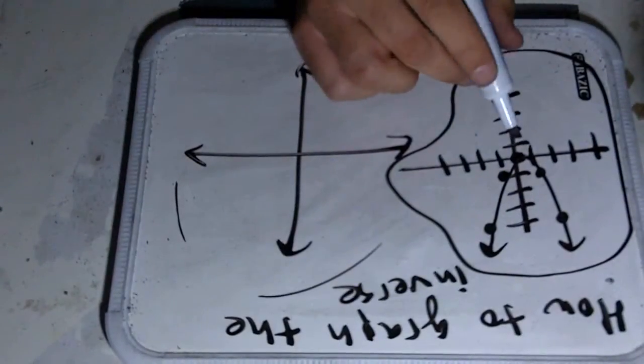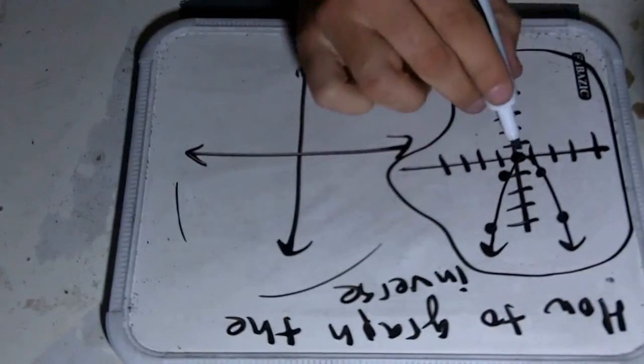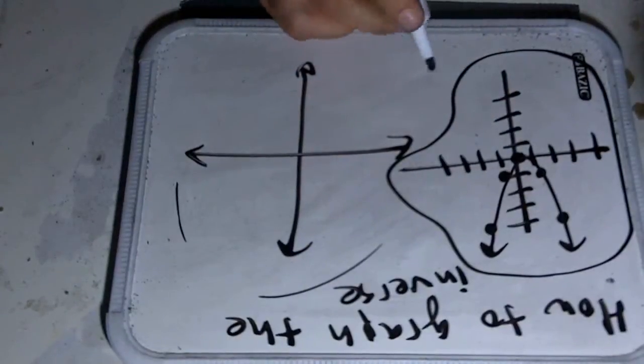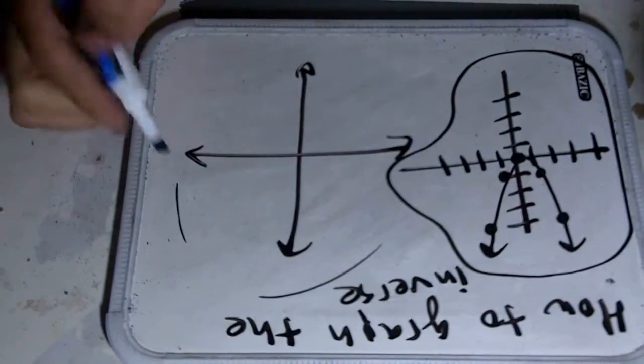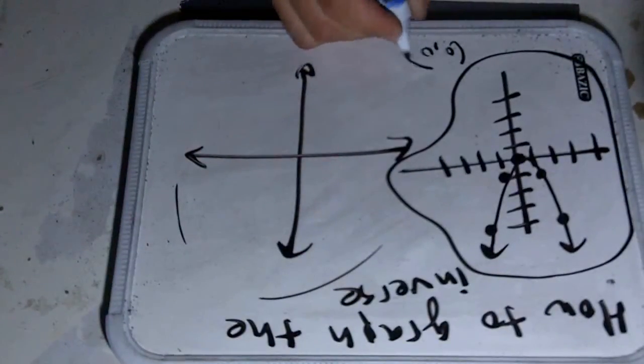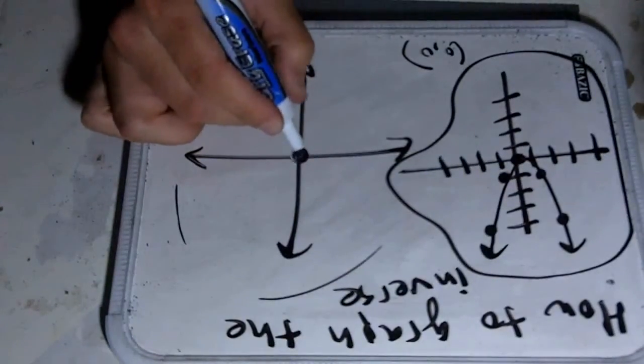We need to look at the ordered pairs that this graph passes through. So one of them is 0, 0. And what we're going to do is switch the x and y coordinate when we graph the inverse. So if we have the ordered pair 0, 0, and we switch the x and y coordinate, that still gives us 0, 0. So that's a point on the inverse.